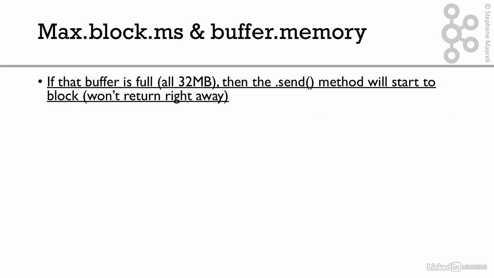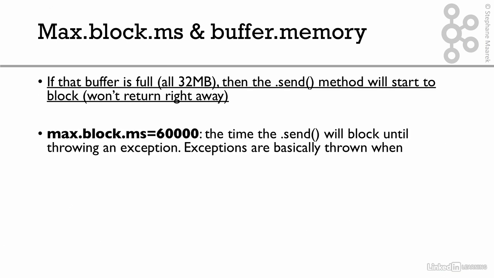Now, if the buffer is full, so all 32 megabytes are used, that means the broker has been down for quite a while, or your producers are producing really fast. Then the .send method will start to block. It won't return right away. That means your code won't try to produce more data, it will just wait. This wait is controlled by max.block.ms, which is set to 60,000 milliseconds, so 60 seconds, 1 minute. That's the time the .send method will block until throwing an exception.